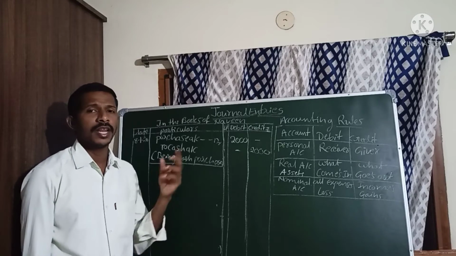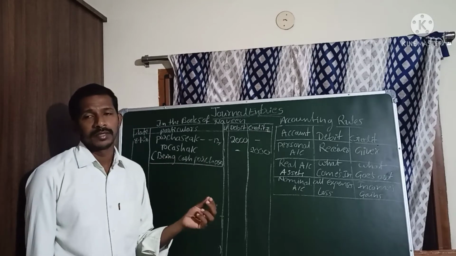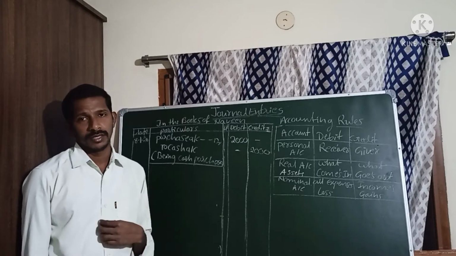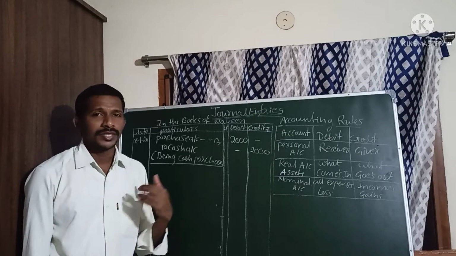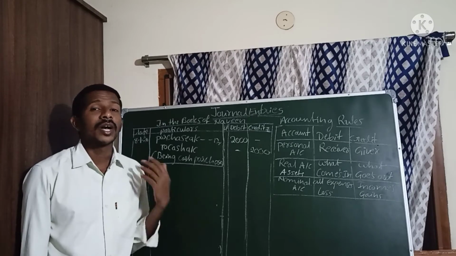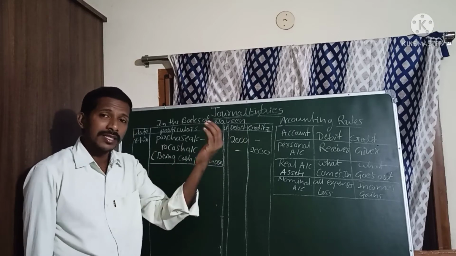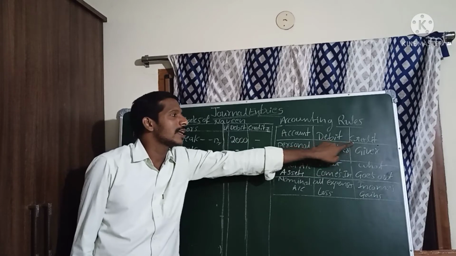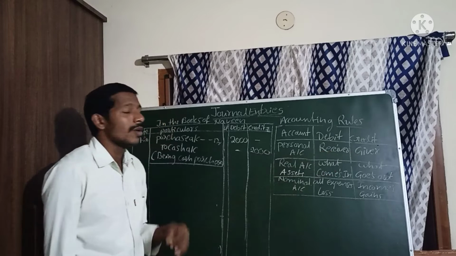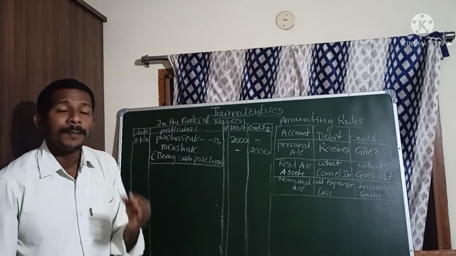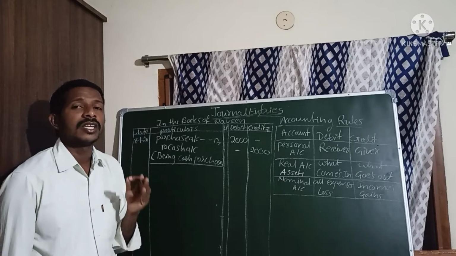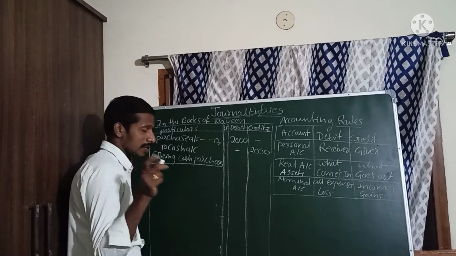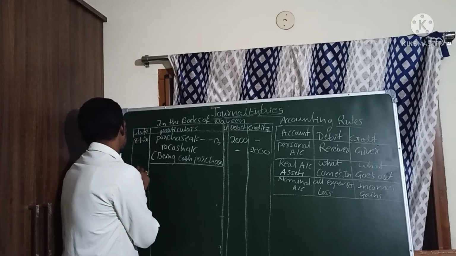Goods purchased from Naresh. We are purchasing. What is he doing? He is giving. So giver is always credit in personal account. Giver is credit. So Naresh is giver, Naresh is credit. Purchase is an expense in nominal account, expenses debit. So purchase is always debit. So write down the date, 11.